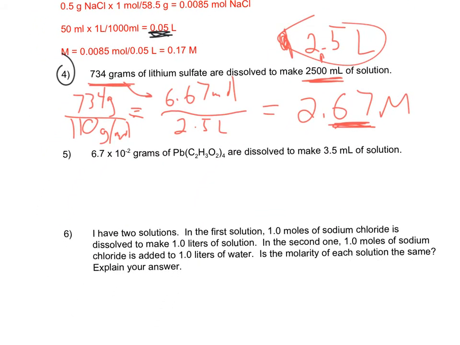Okay, now, this one's actually written slightly different because it uses scientific notation, but 6.7 times 10 to the negative second is equal to 0.067 grams. Okay, so we're given the mass of this compound, which is called lead acetate. That's actually a very heavy molecule, because it's got lead and then it's got all these other elements attached on there. So the molar mass of lead acetate is actually 325 grams per mole.